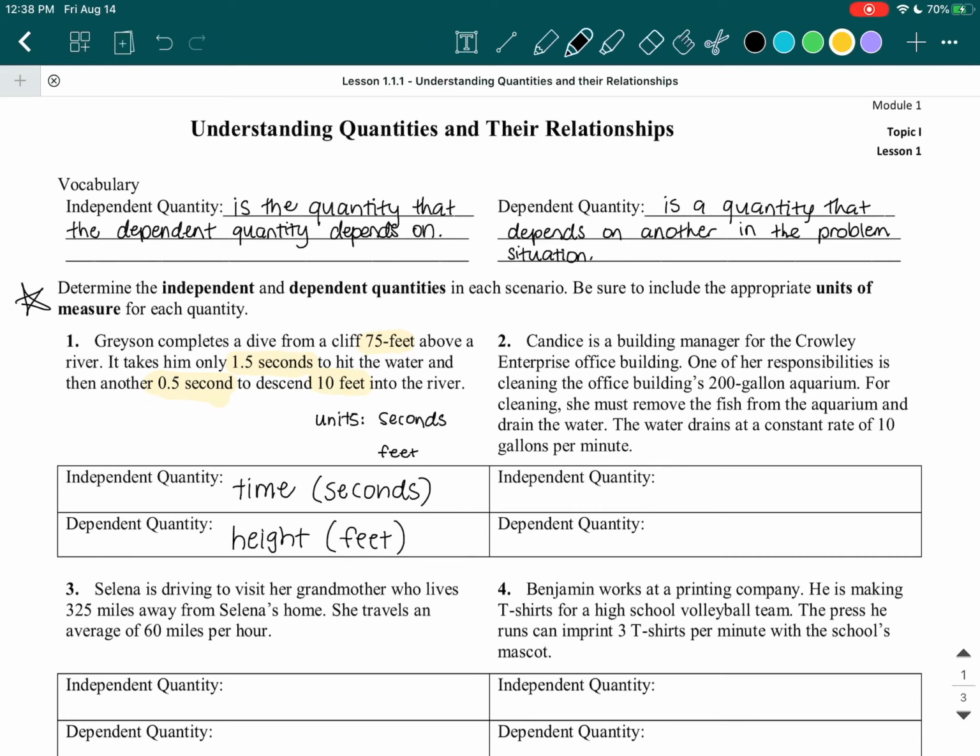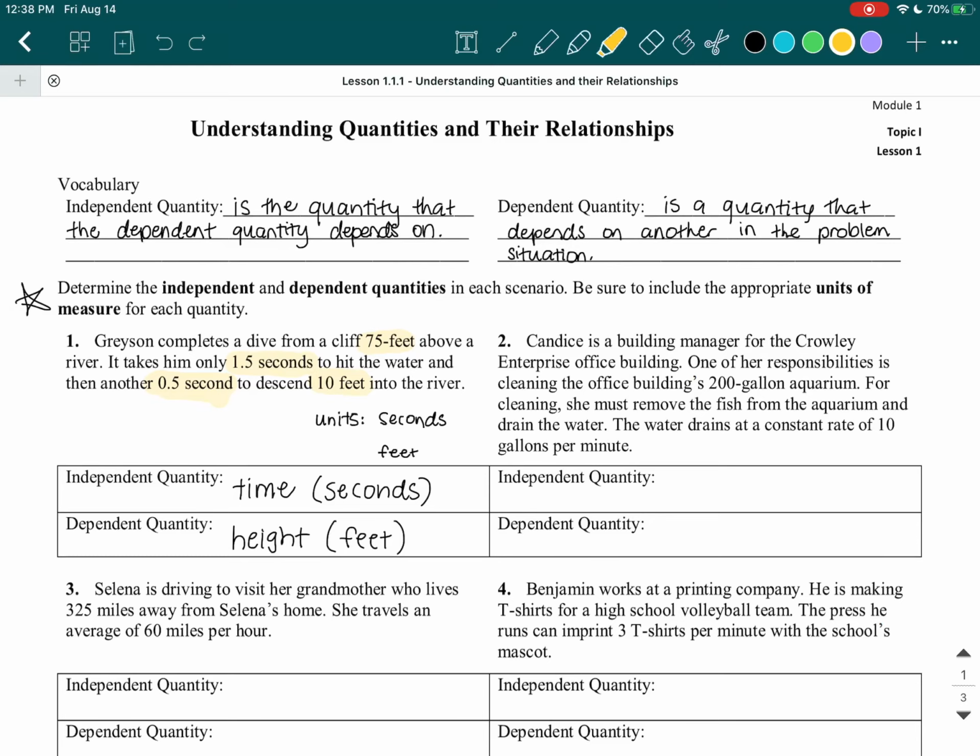That's what this definition, let me highlight the definition, that's what this definition means. If we say height is the dependent quantity, which is what we are saying, then height is the quantity that depends on time. Height depends on time because his height in the air depends on how long he's been falling. So height depends on time. All right, so that's it for number 1. Let's go on to number 2.